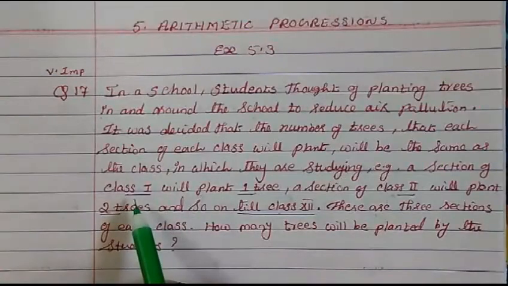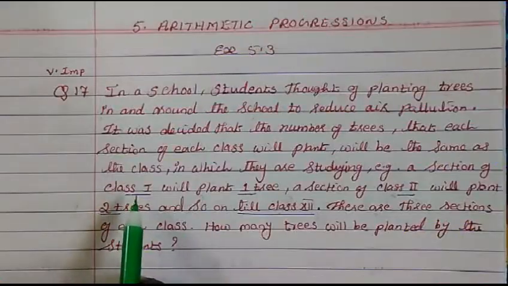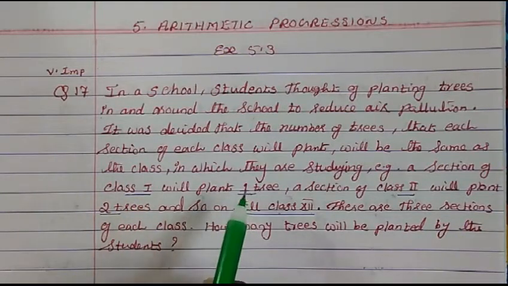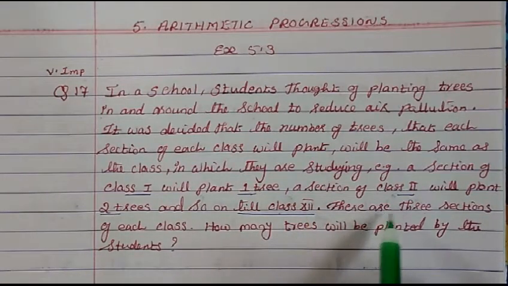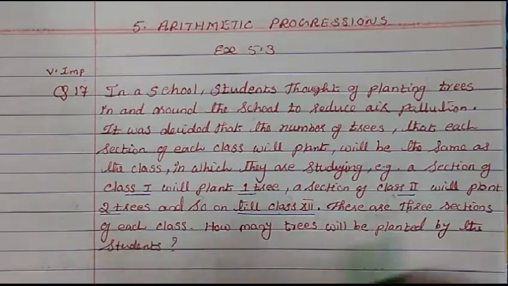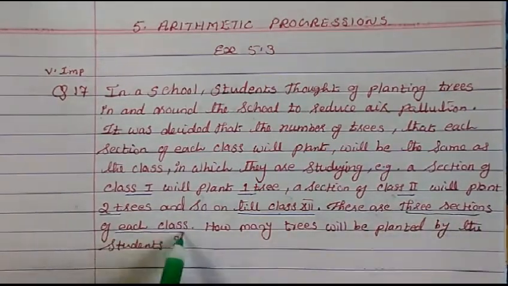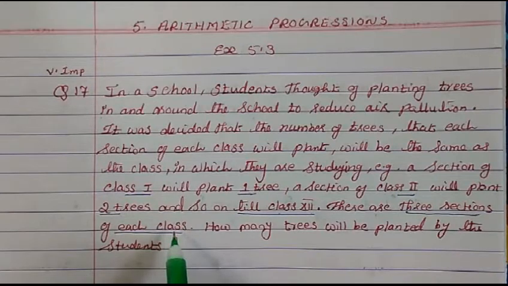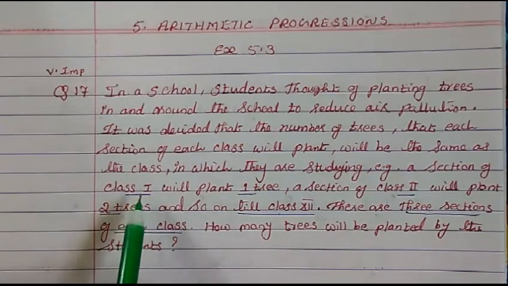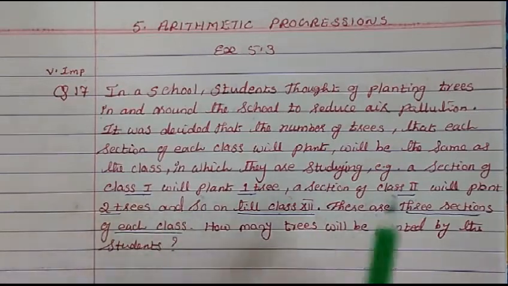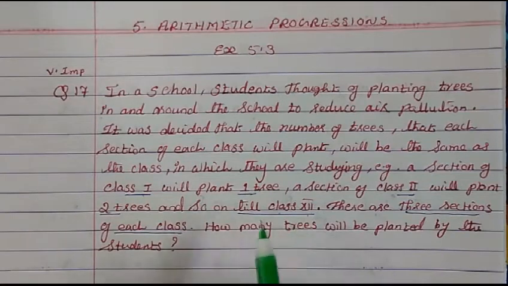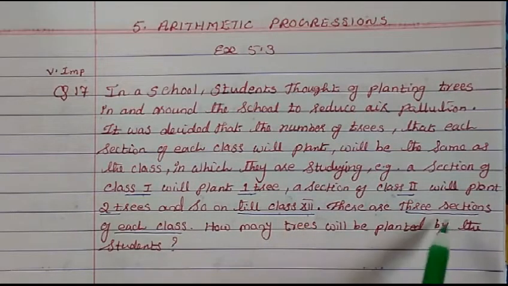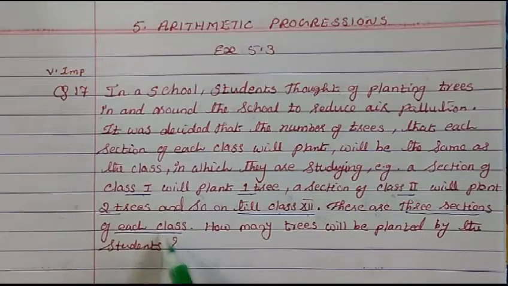So that is understood. Each standard, according to the standard, they will plant the tree. First standard 1 tree, second standard 2 trees, 12th standard 12 trees. Now another important thing is there are 3 sections of each class. That means each standard is having 3 divisions. Class 1 has 3 divisions A, B, C. Class 2 has 3 divisions A, B, C. Likewise, up to class 12, each class is having 3 divisions. So that is the important thing to be noted here in this question.